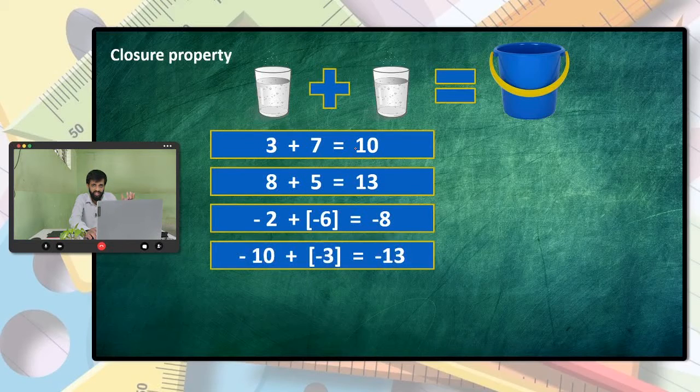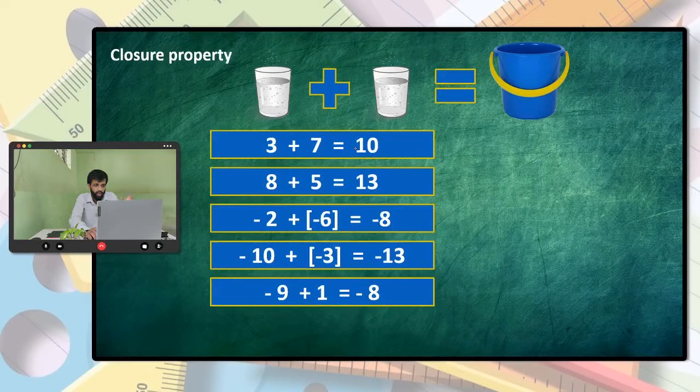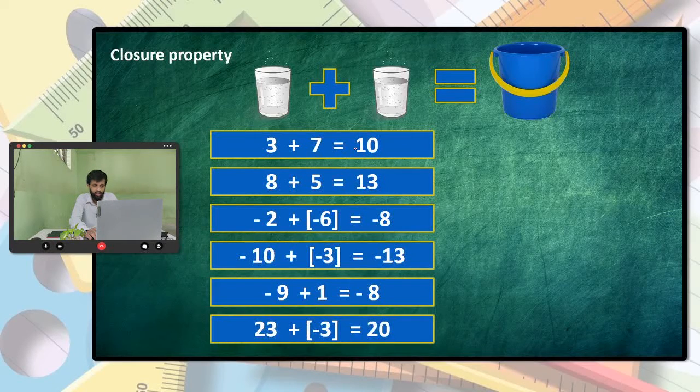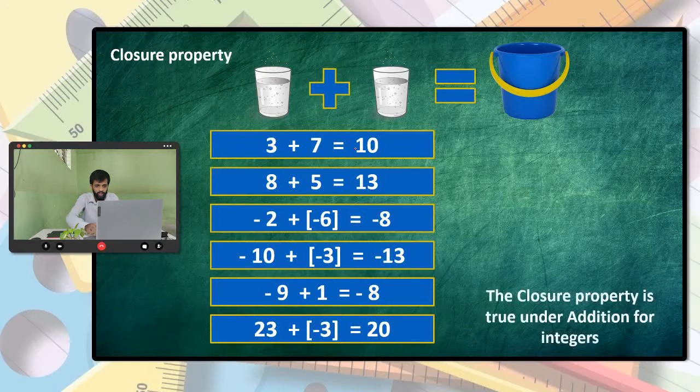Next, I'm again taking two negative numbers, adding them. In this case, my first number is a greater number which is negative. So my answer to that is minus 13, which is also an integer. Now, minus 9 plus 1. So I have a negative integer and a positive integer. Will my result be an integer again? Yes, it is an integer. So minus 8 is an integer. 23 plus minus 3, result is 20. So here again 20 is an integer. So my closure property is true under addition of integers.